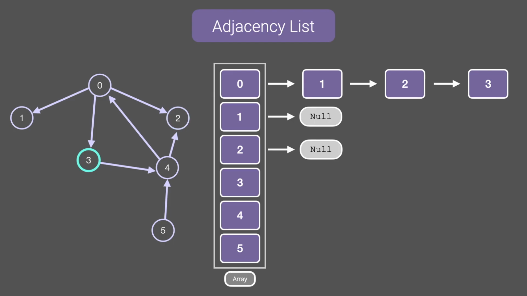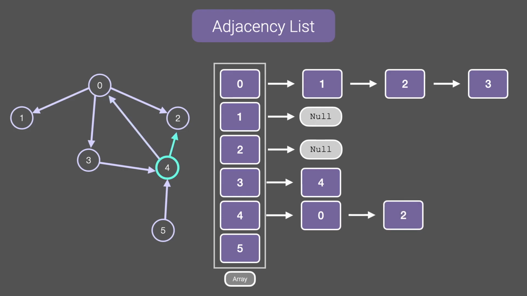Cool, moving on to index 3, there's one edge from 3 to 4. So we'll add 4 to the linked list at vertex 3 or index 3. Moving on to vertex 4, there's an edge to vertex 0, so we'll add a node to our linked list there. And there's another edge to vertex 2, so we'll again add another node to our linked list.